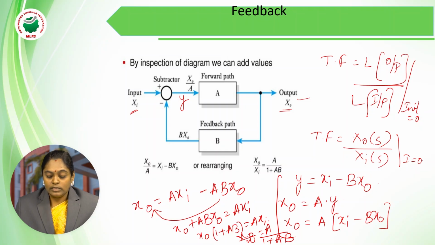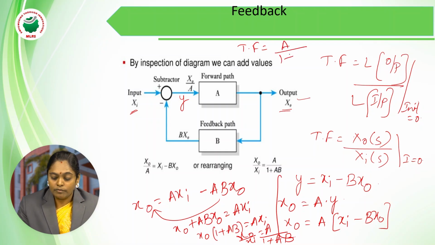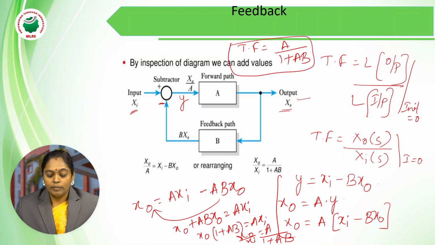What is a? A is the forward path gain, and what is b? Feedback path gain. So for this given block diagram, the transfer function is a by 1 plus ab. And please remember, here I have given a negative sign which is a subtractor, whereas in the transfer function I got a positive sign. So this is a generalized transfer function for a given block diagram in which the forward path gain is a and the feedback path gain is b.